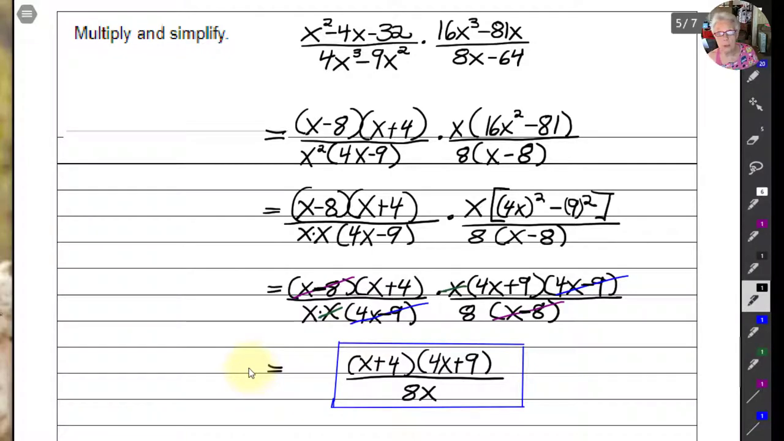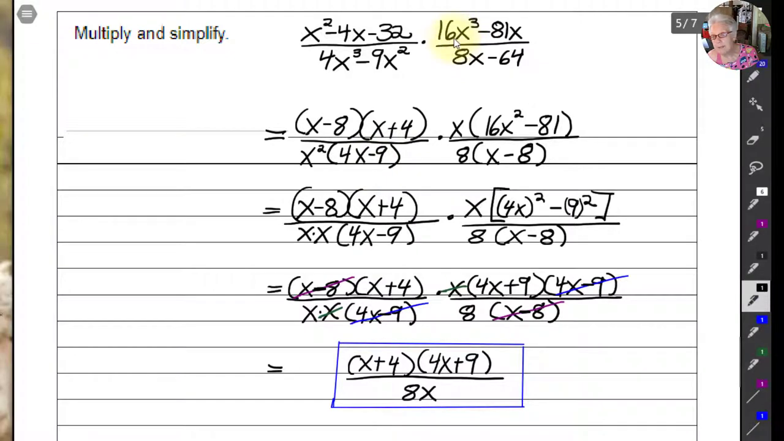Now, this looks pretty long, but we can do this. My first step is to factor x squared minus 4x minus 32 into x minus 8 times x plus 4. And 4x to the third minus 9x squared, well, that means I have an x squared GCF. I pull x squared out of both terms. That leaves me with the leftovers, 4x minus 9. So I have x squared times 4x minus 9.